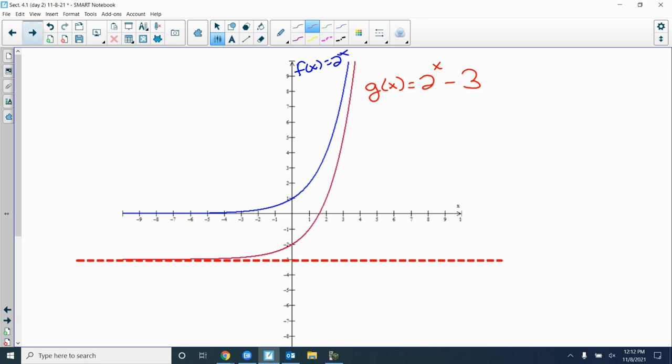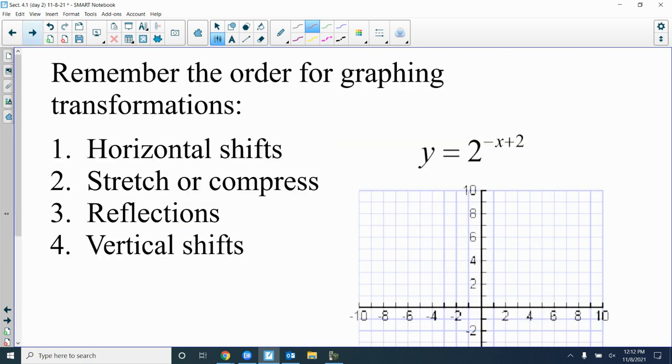What do we do when we have multiple transformations? This doesn't change. You got horizontal shifts first. You got stretch or compress second. You got reflections third. And then you got vertical shifts fourth. So you got your high school RV. That doesn't change. All right, once you get that, let's take a look at this equation here.